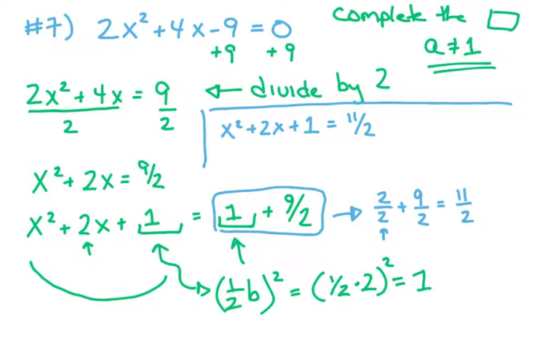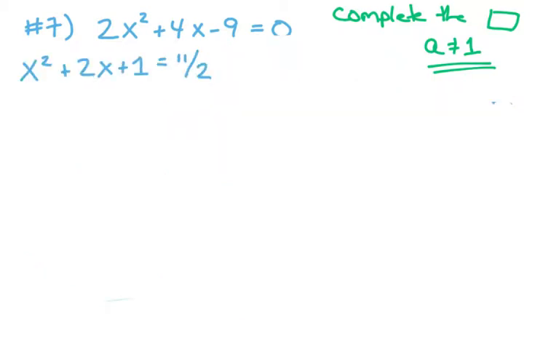All right, so this is a perfect square trinomial, and it equals 11/2. So let's get a new page and continue. Let's continue over here. So we have x plus 1 squared equals 11/2. We use the square root property. We know that this means x plus 1 equals plus or minus the square root of 11/2.